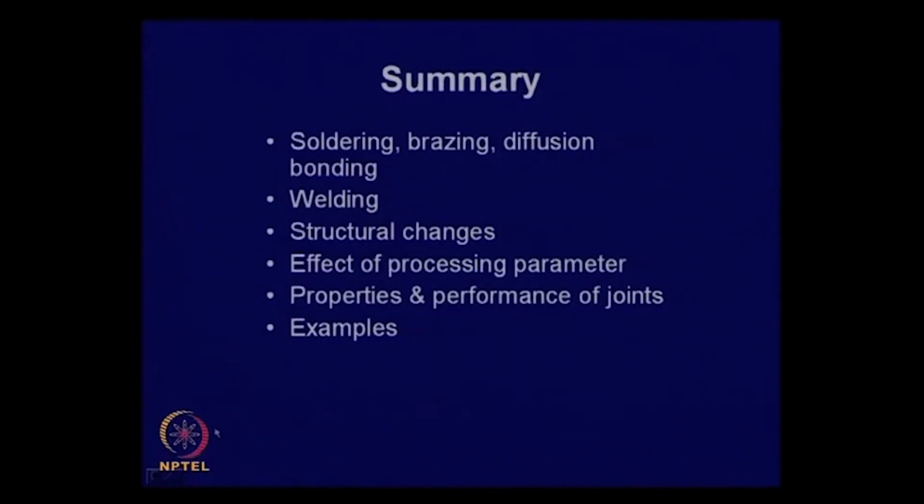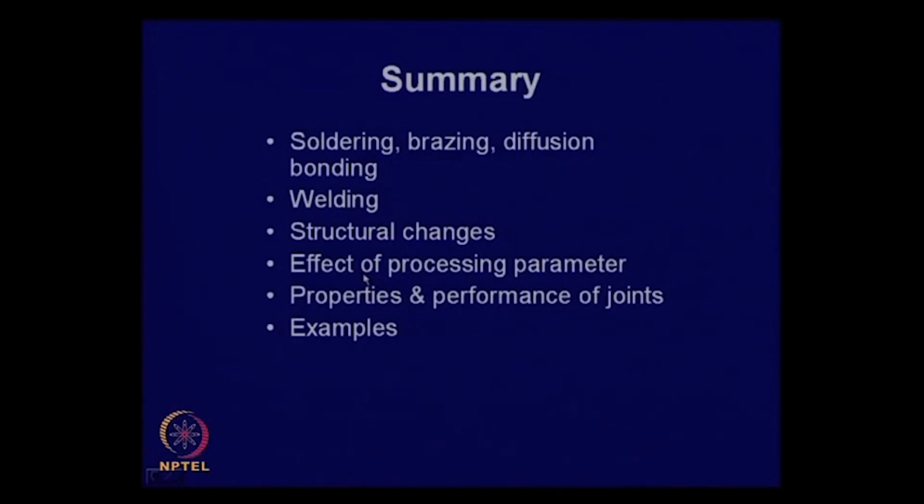And so, in short, we looked at different types of welding and joining processes, but in all these cases there is a diffusion bonding which takes place in welding. Even part of the metal also melts, so bonding is much stronger. There will be structural changes in the heat affected zone, which we talked about, and there are processing parameters, some of which we talked about.